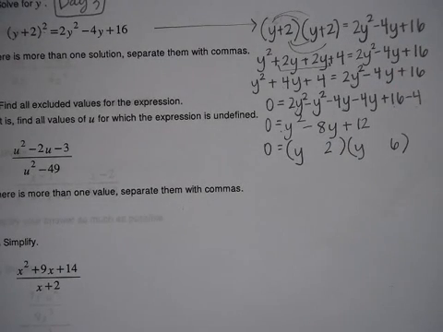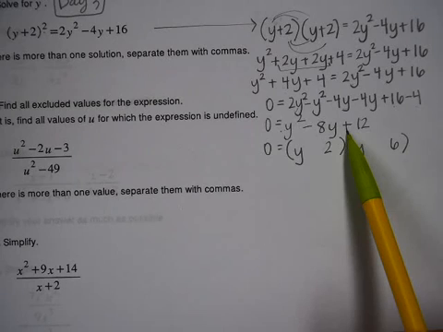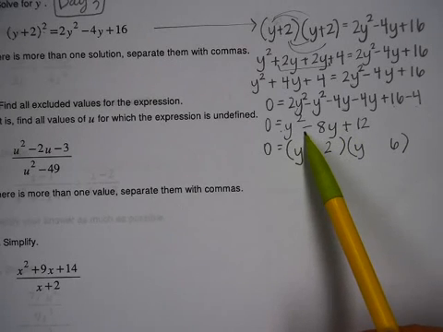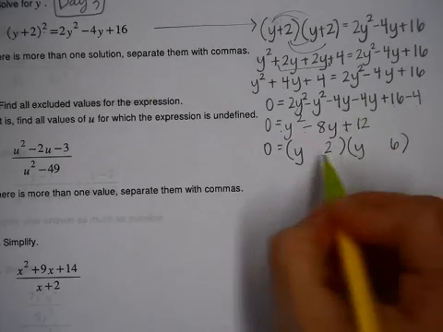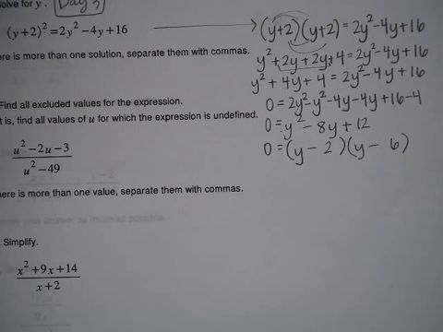And what are those signs going to be? This is a positive, so we know that both of our signs are going to be the same, right? And this is a minus, so we know they're both going to be negative. Okay, so this factors into y minus 2 times y minus 6. Okay, now what do we need to do? Because the directions actually tell us to solve, right? So now what do we need to do?